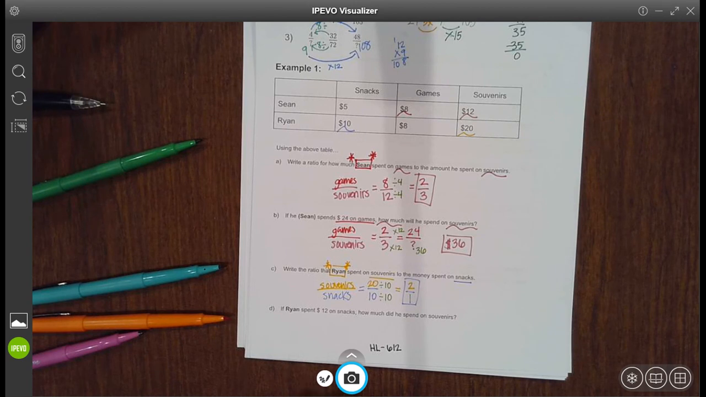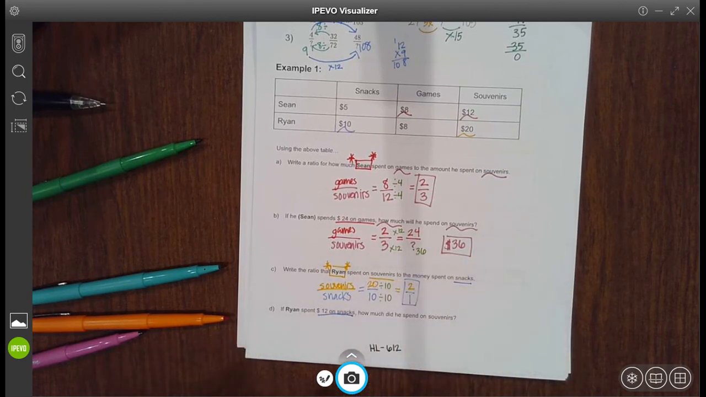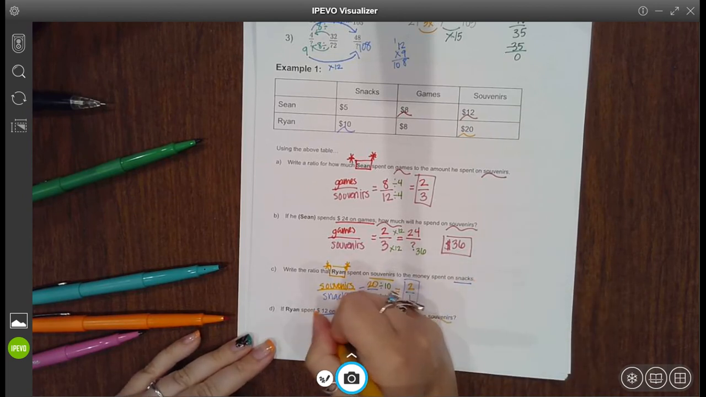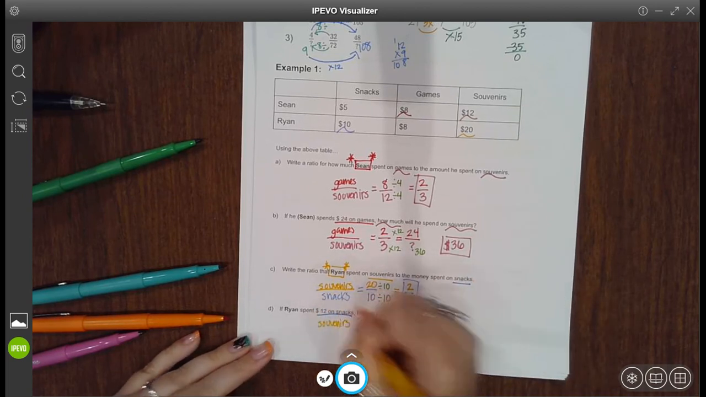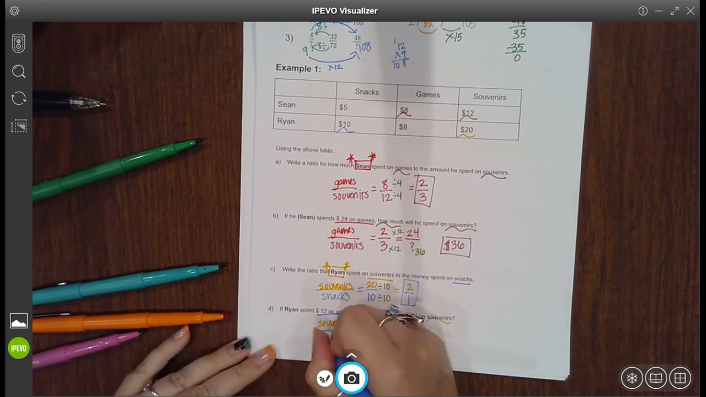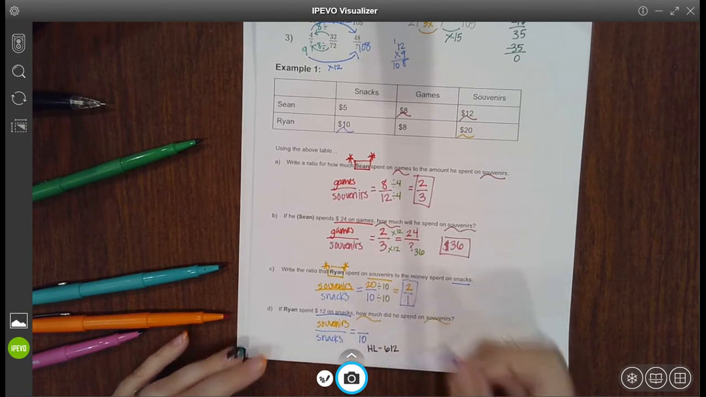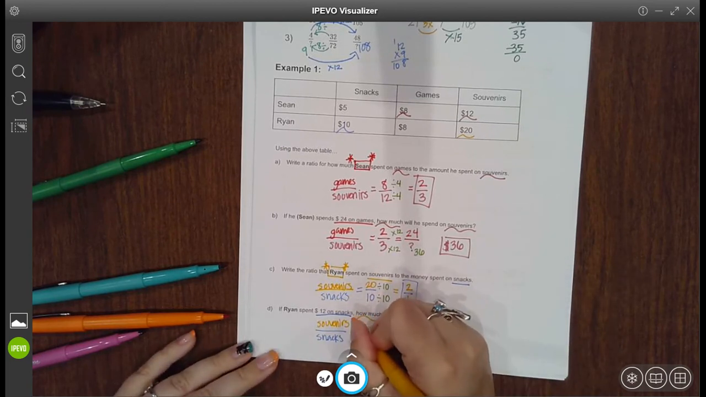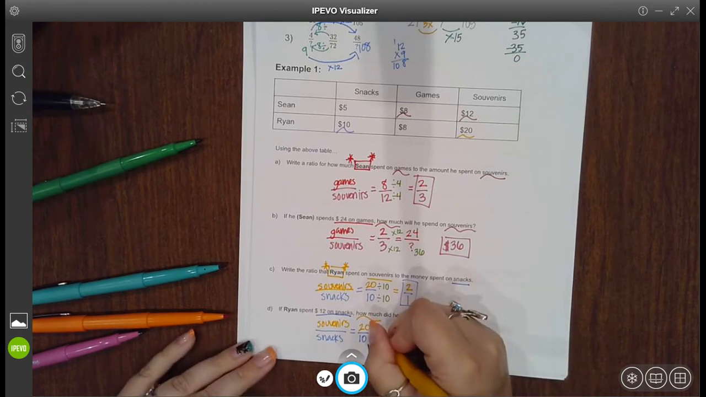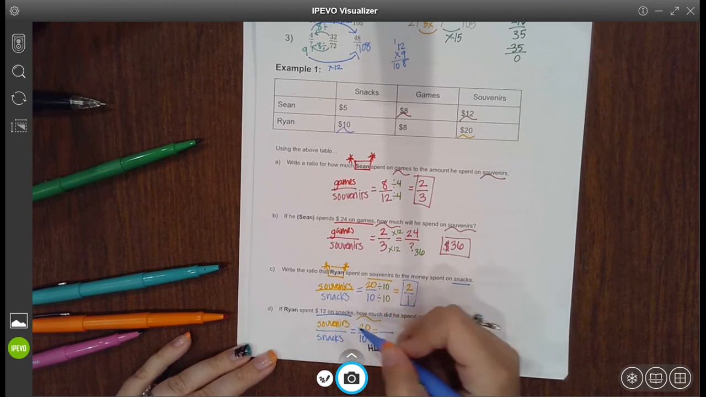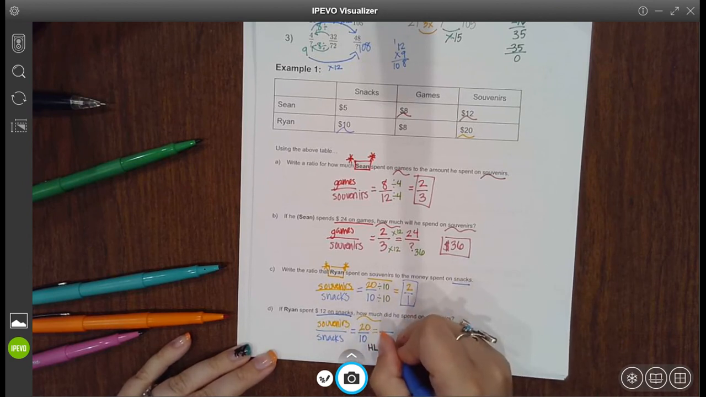Okay, now I'm going to use that ratio to help me find this unknown one. So again, we're focusing on Ryan. We're going to use this ratio from here. It says if he spent $12 on snacks, how much did he spend on souvenirs? So let's do that same thing of souvenirs to snacks. And we know that snacks, he spent $10 for every $20 that he spent on souvenirs. And I'm going to use that to help me find the other part. Well, they told me 12, but 12 is talking about snacks. And where are snacks? On the bottom.